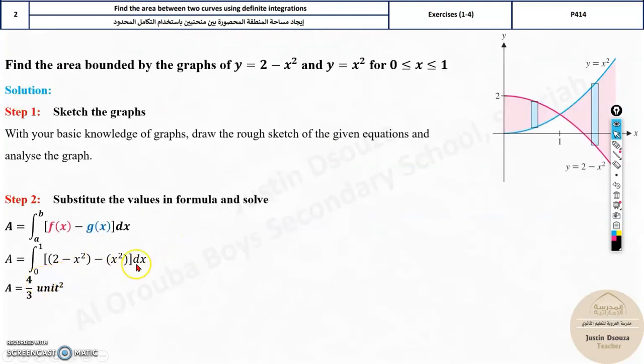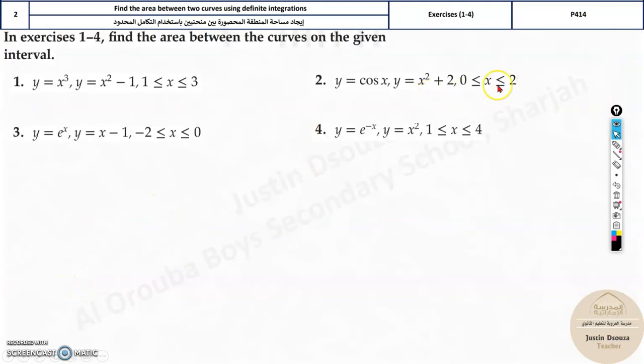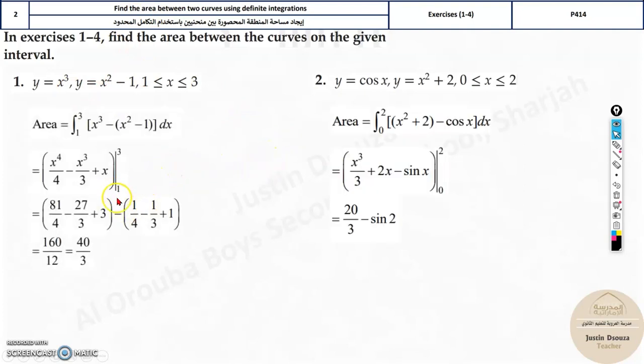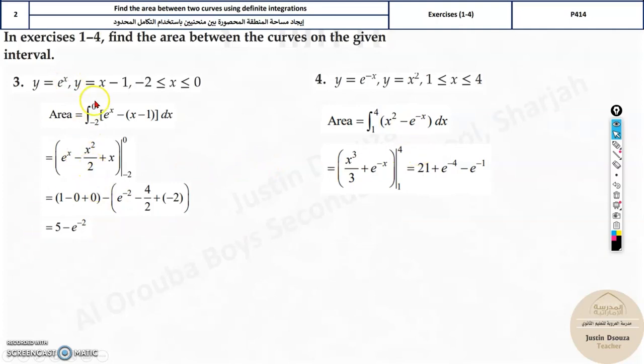That's over here, 4 by 3 units square. Unit square because the area is in square. So this is how you solve it. Similarly, you have the limits over here. Please do follow whatever was just now told. You need to know the basic knowledge of graph, and then you will easily understand it. So if you have solved the problems in the topic 1, this must be very, very easy. You can see all the explanations over here. All the steps are also mentioned over here. So please go through them, solve it by yourself, and then check the answers over here.